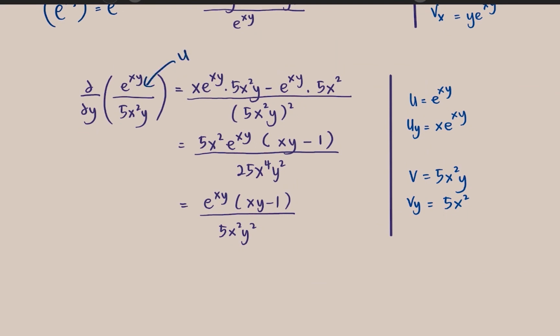e^(xy) is going to be the u and 5x squared y is the v. Okay, you need to find uy and vy because we want to differentiate with respect to y. The formula here will be uy times v minus u times vy divided by v squared. Just plug in the formula accordingly and then simplify the equation. Okay, we will have this one then. This one can be cancelled out. That's why we only have e^(xy) times (xy minus 1) in brackets divided by 5x squared y squared.